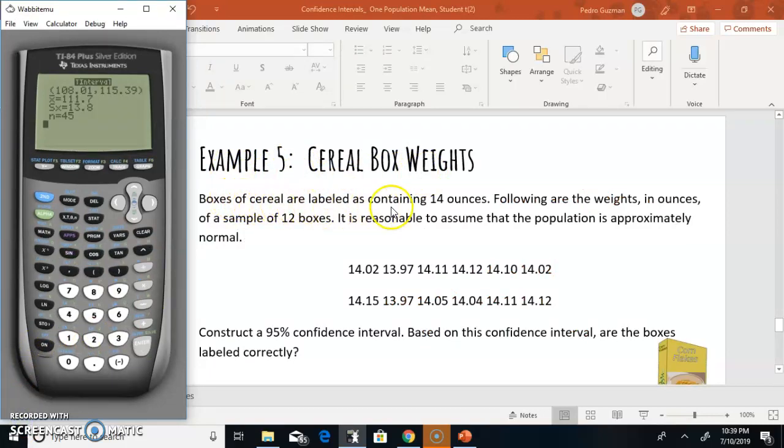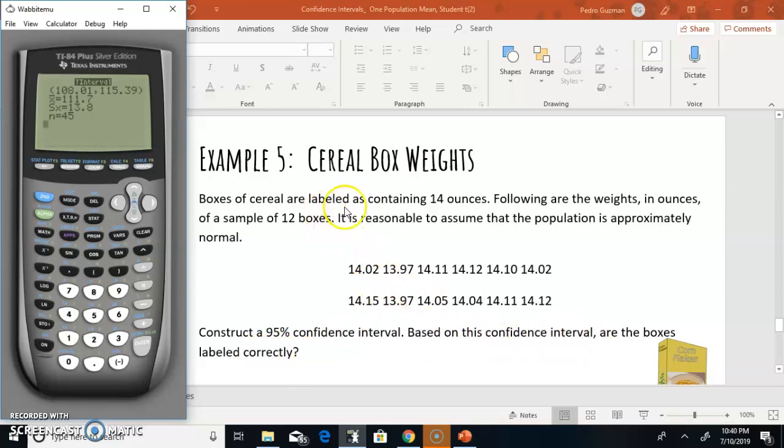Okay, check out this one, example 5, cereal box weights. Boxes of cereal are labeled as containing 14 ounces. Following are the weights in ounces of a sample of 12 boxes. It is reasonable to assume that the population is approximately normal. Here's the weights. Construct a 95% confidence interval. Based on this confidence interval, are the boxes labeled correctly?